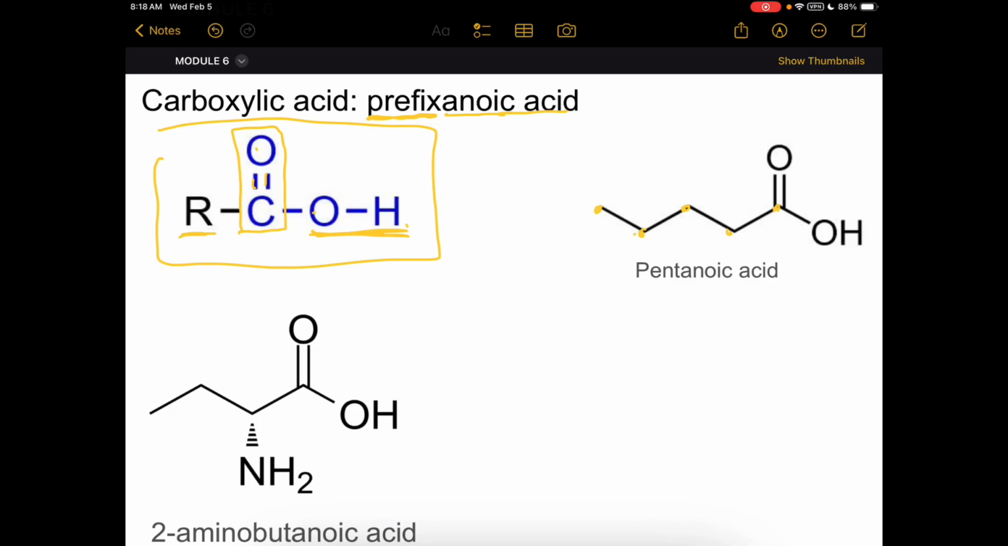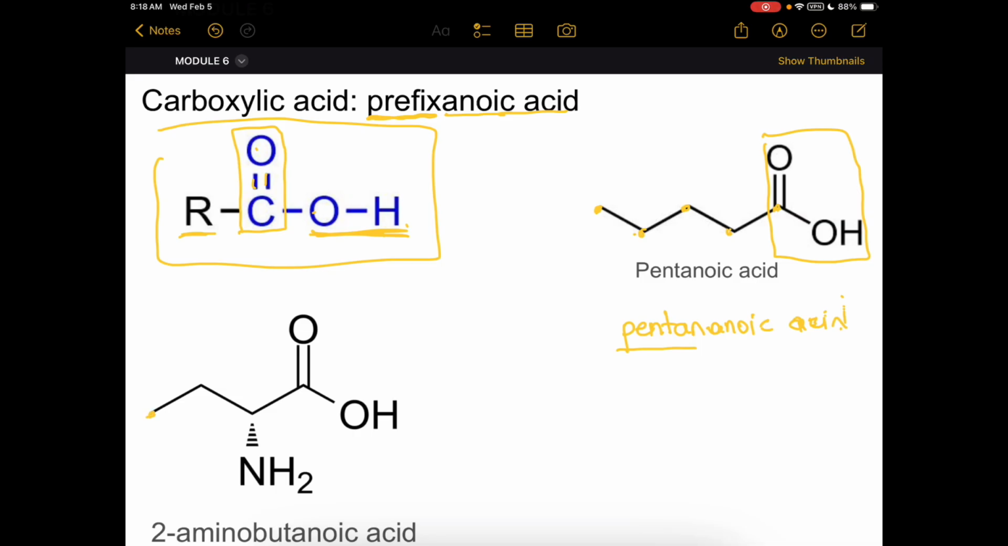Those are the carbons, 1, 2, 3, 4, 5 carbon. Okay, 5 carbon is what? Pentane, right? We drop E. This is my prefix. So I'm going to replace that E with anoic acid. Okay. I don't have to say where my carbonyl carbon is located because it has to be at the end because there is also OH group.